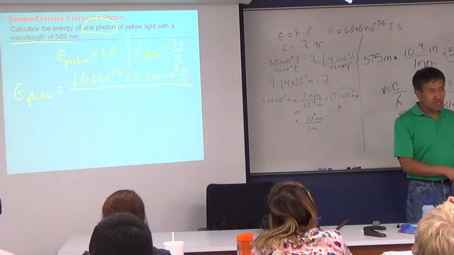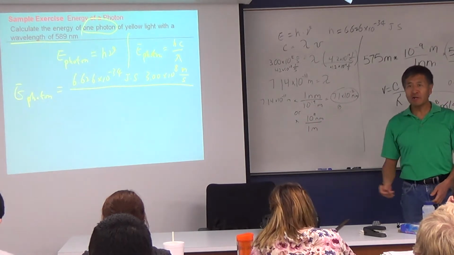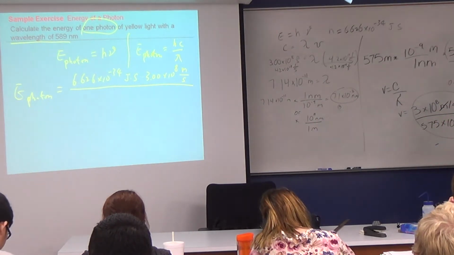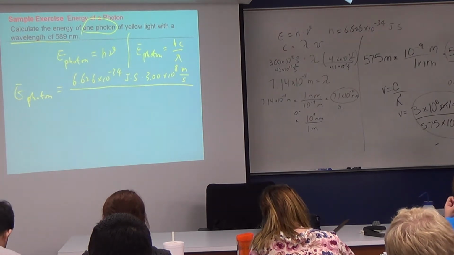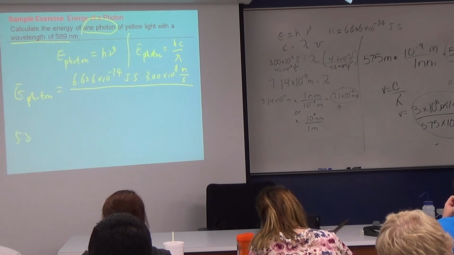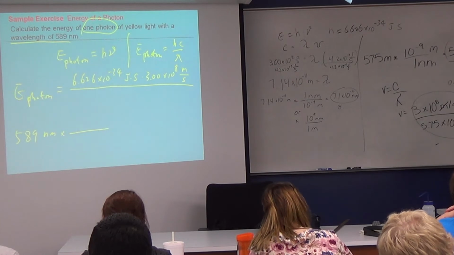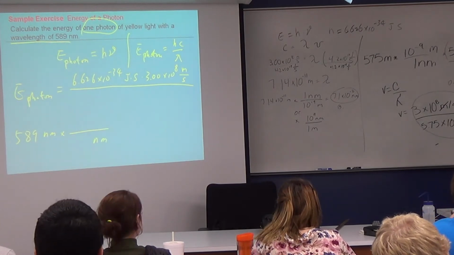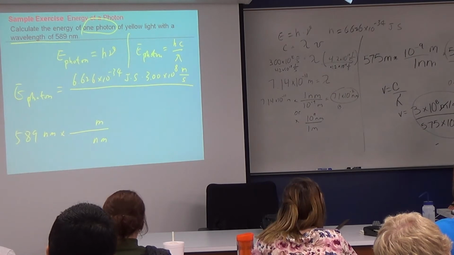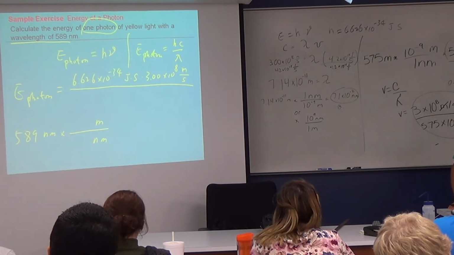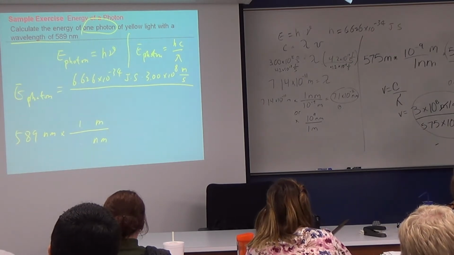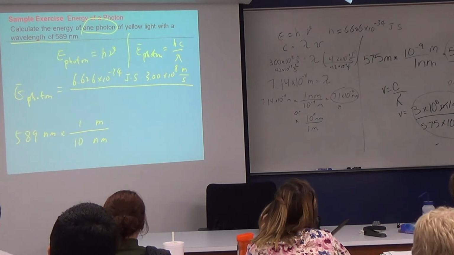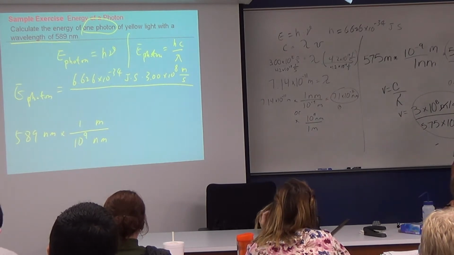Now what is given to you for this lambda? Nanometers. You can either do the conversion in the formula, or do the conversion as one extra step. Let me do it as one extra step first. So I write 589 nanometers. Obviously you want to cancel out these nanometers and get meters. So I can write 1 meter, and that goes with 10 to the positive 9 nanometers.